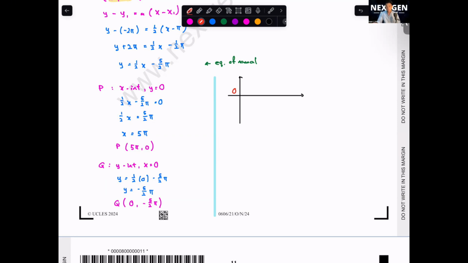Or another possible question is your straight line graph type of question. We label this. This one we just roughly estimate. 5 pi is here, so 5 pi, this is your P. Then here, negative 5 over 2 pi. This is your Q. So we don't need to find the y-intercept. Don't need. The thing is, you can go and find it also.